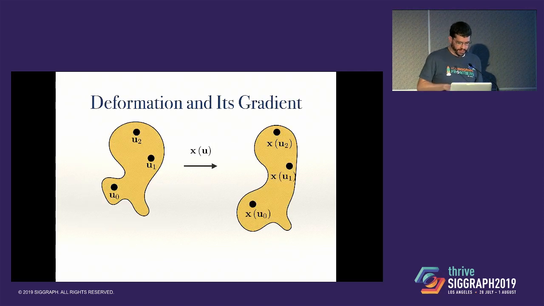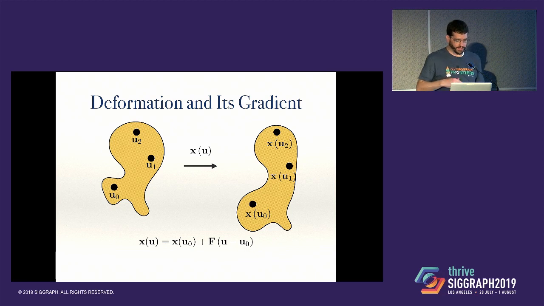So let's look at the deformation and its gradient. We have this object on the left that's going to be in object or rest space. And then there's some deformation function x of u, which takes some position u and maps it to some position in the world space x. And so there are 3 points here in the left object and the mapping of those 3 points on the right.